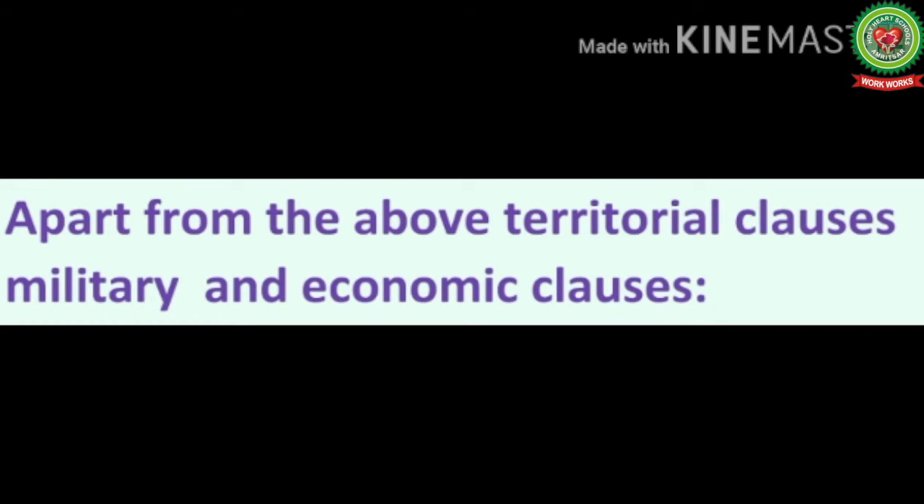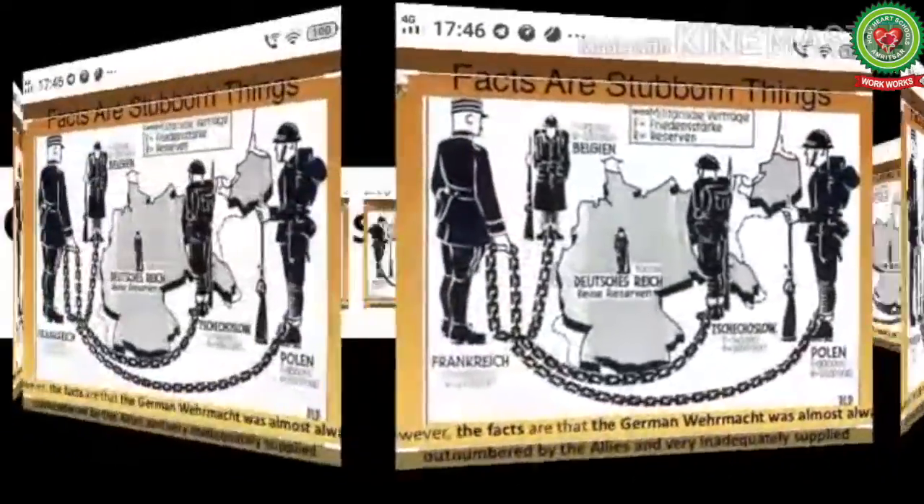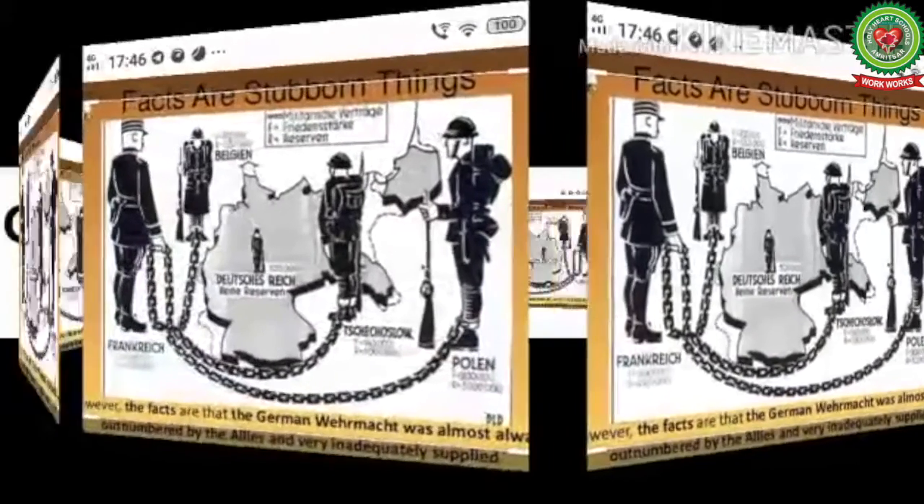Apart from the above territorial clauses, there were many military and economic clauses in the Treaty of Versailles. The biggest military clause was that Germany was to be demilitarized. Germany was not allowed to have any army. A country which thought of winning the First World War and becoming the world leader was declared not allowed to keep any army.